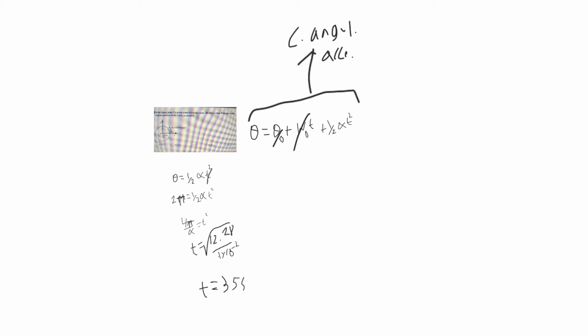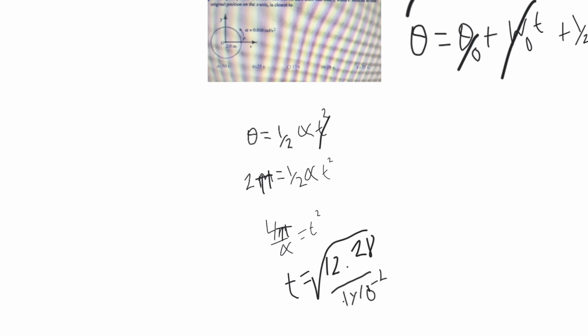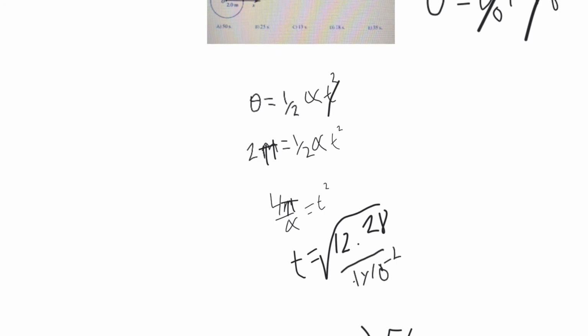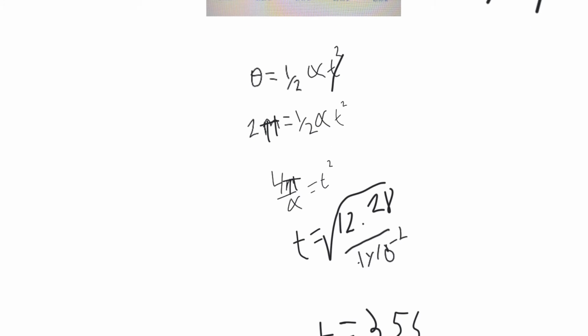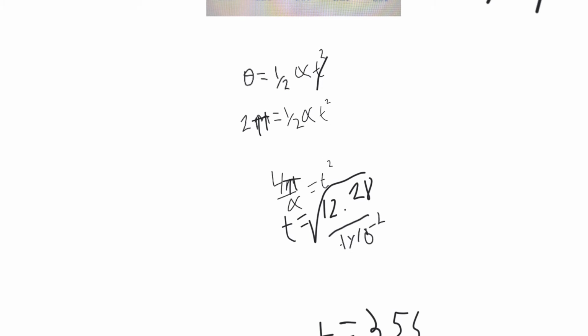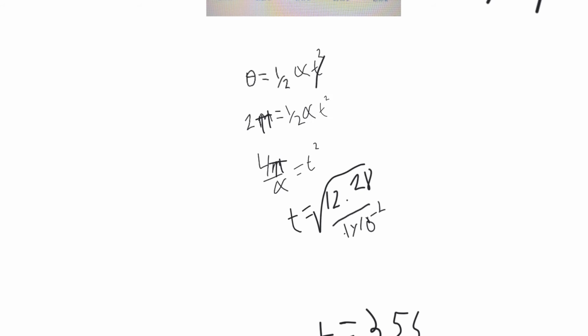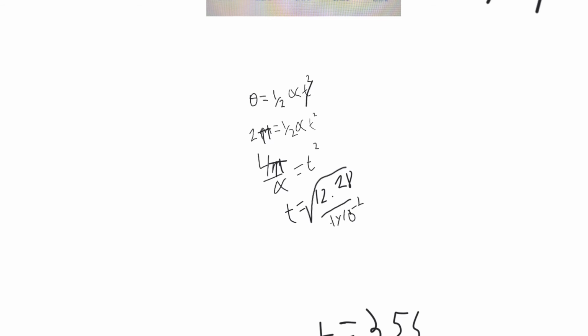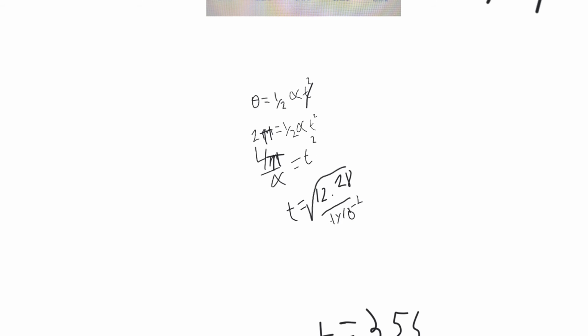So basically they tell us that this is going to be 0, this is going to be 0, and then we're just left with this. Alpha is just equal to that, and we know that theta is going to be 2 pi. So then once we already know that, we can just solve for time, for t squared.